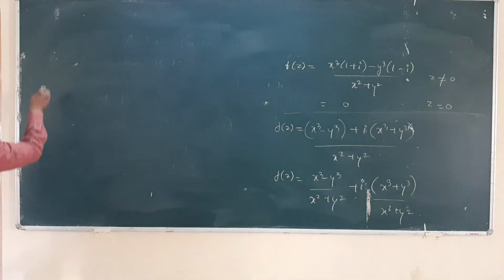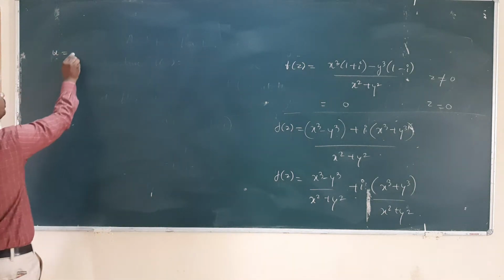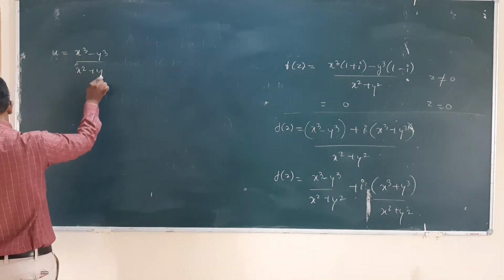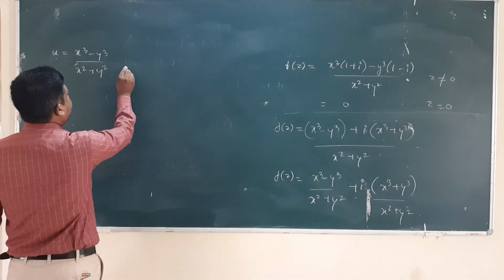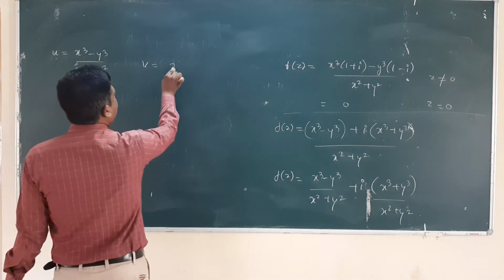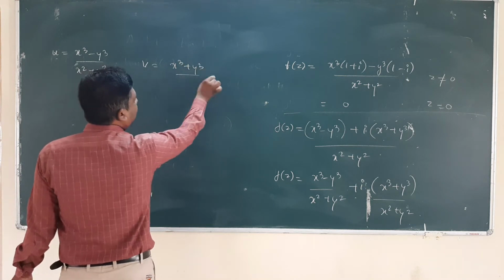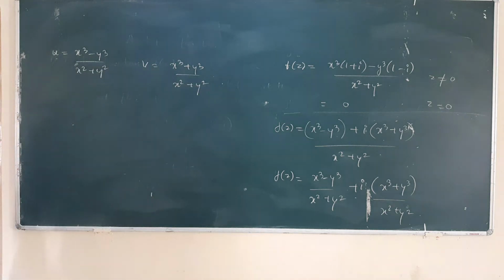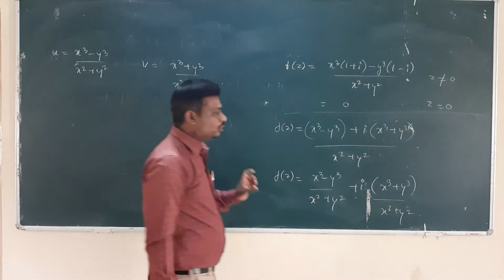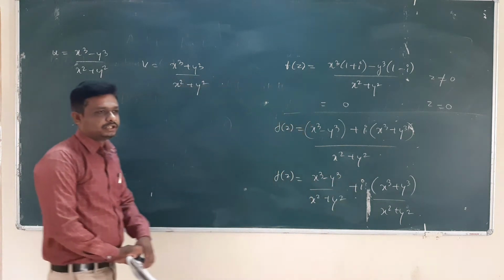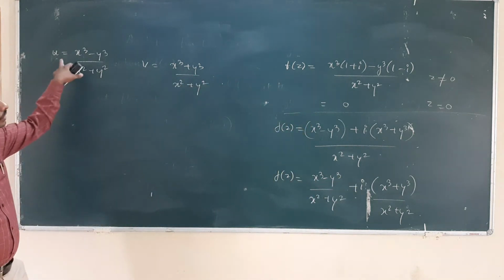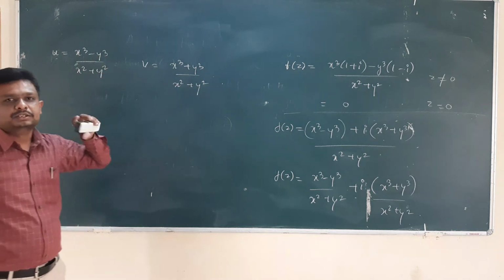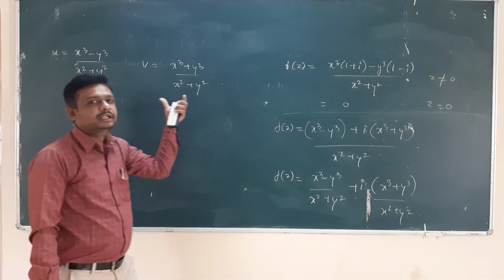So here u is equal to x cube minus y cube upon x square plus y square, and v is equal to x cube plus y cube upon x square plus y square. So first, what do we have to prove? We have to prove the function is continuous. So here both u and v are rational functions with non-zero denominator. Therefore the function is continuous.